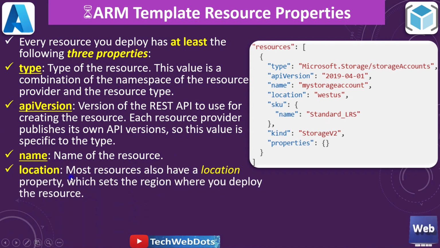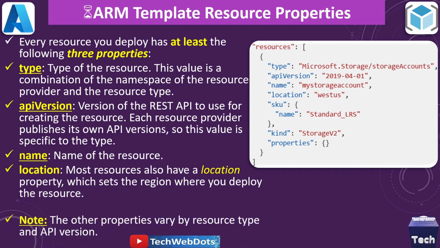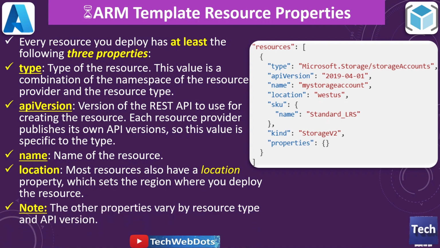Another one is the location, and most resources also have the location property, which sets the region where you deploy the resources. Generally we pick the same location in which we create the resource group, which is another requirement for creating Azure Functions along with the resources. Note, the other properties may vary by resource type and the API version.